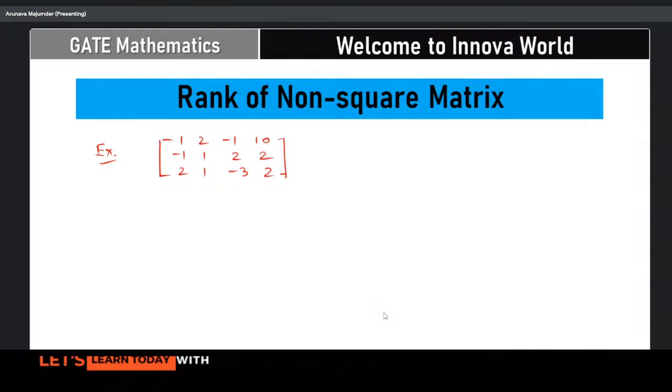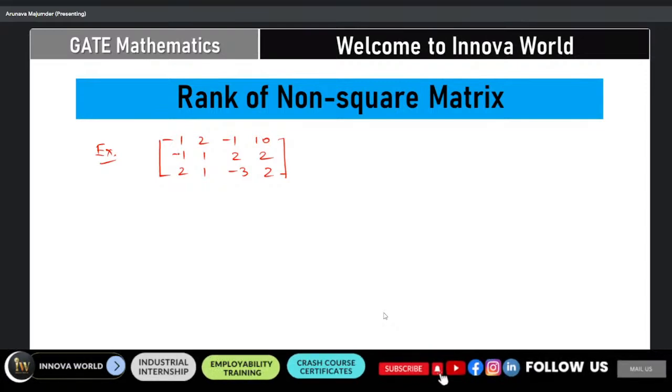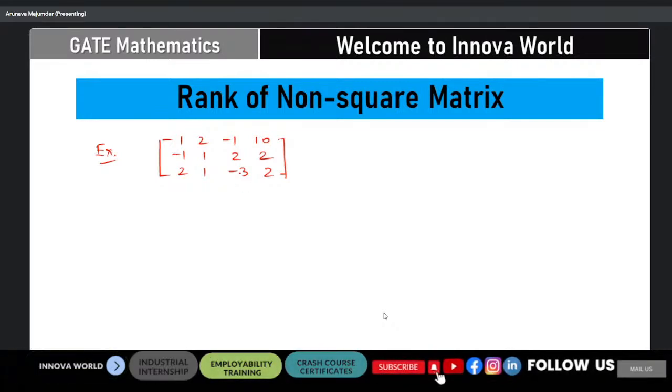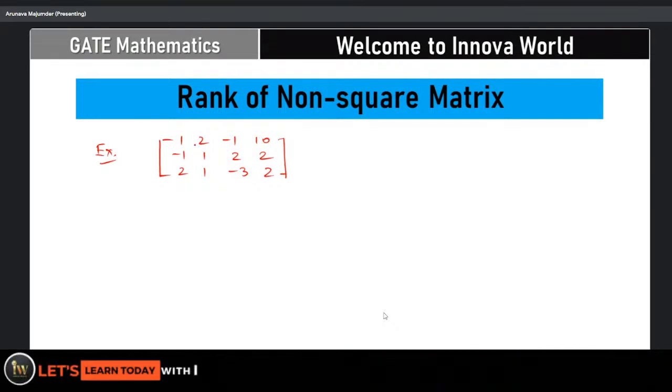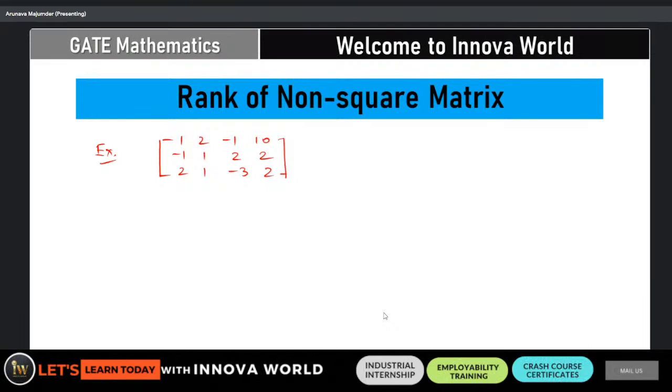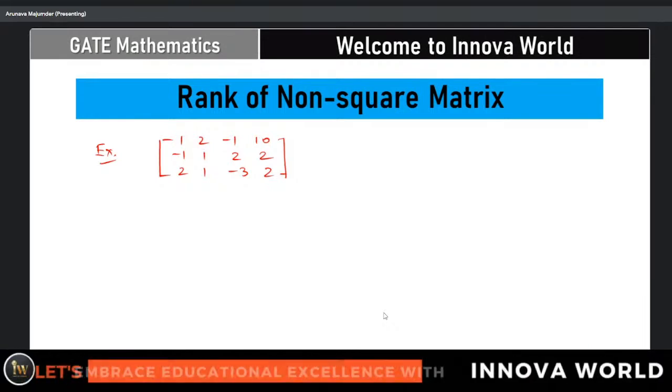Here also we will apply the same method. Here, what are the diagonal elements? We cannot actually find the diagonal elements because here the matrix is non-square. Diagonals we can only find in a square matrix, because the number of rows and the number of columns are equal.